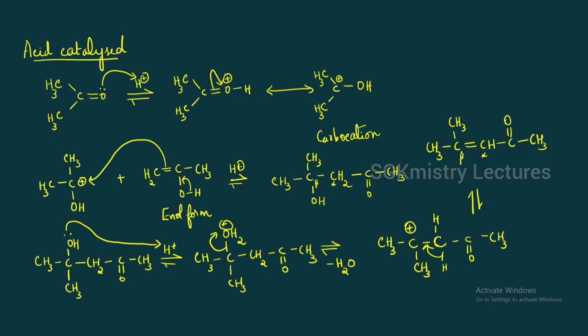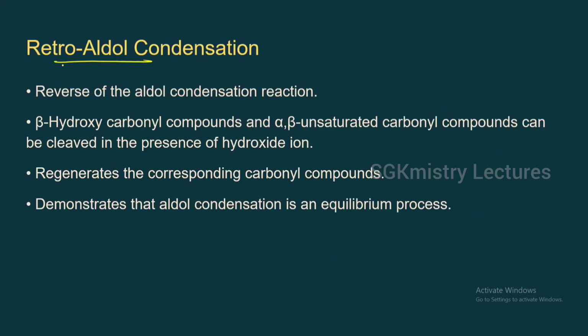So here specifically we have taken the ketone. So alpha beta unsaturated ketone is obtained as the final product. So this is the final product that we get, right? And as I've already mentioned, in the acid catalyzed mechanism, we usually expect the alpha beta unsaturated carbonyl compound as the final product. Okay. Next, coming on to the retroaldol condensation.